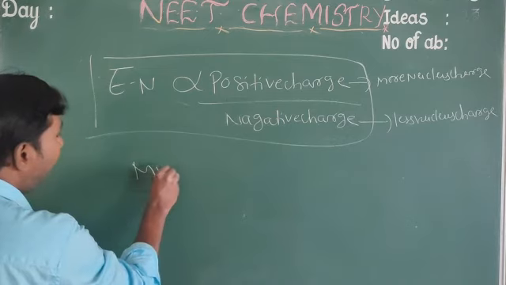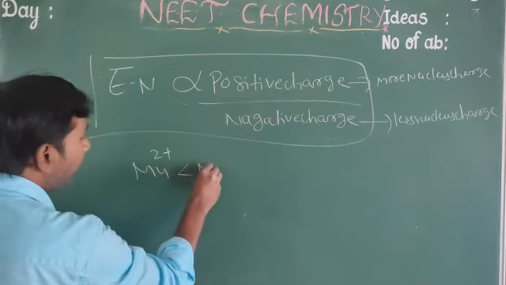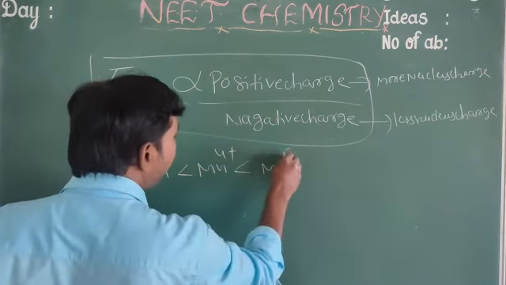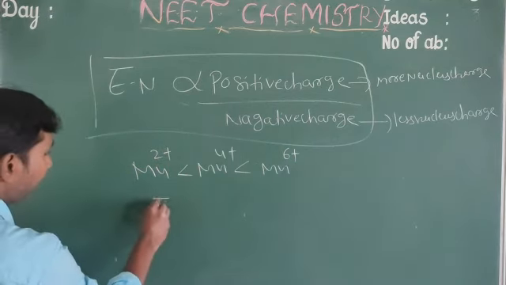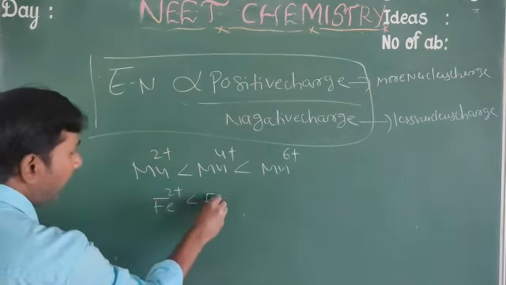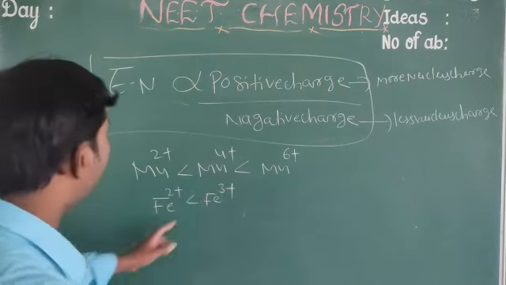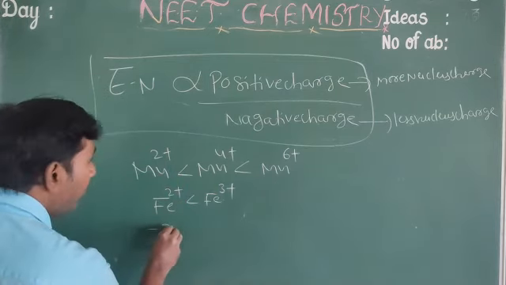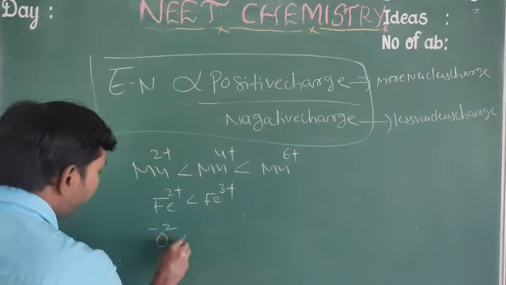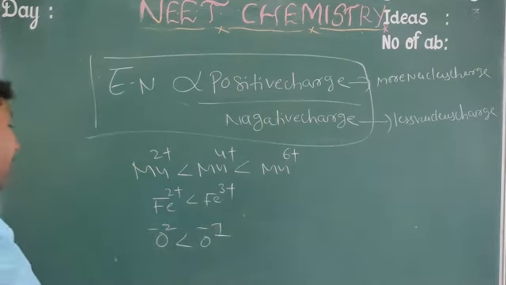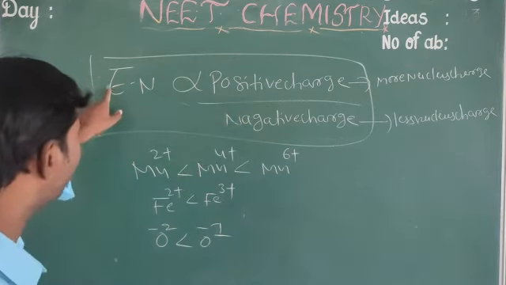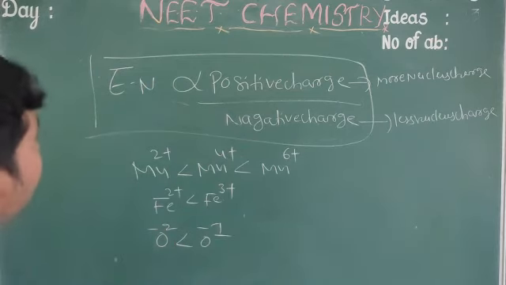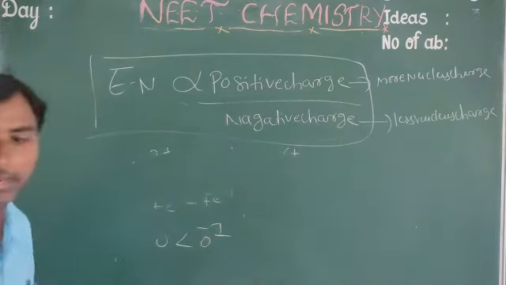For example, manganese 4 plus has more electronegativity compared to manganese 2 plus, and manganese 6 plus has more electronegativity still. Next, compared to iron 2 plus, iron 3 plus has more electronegativity. For negative charge, for example, O minus 2 is less than O minus 1, because negative charge is inversely proportional to electronegativity. So these are the examples. Okay.